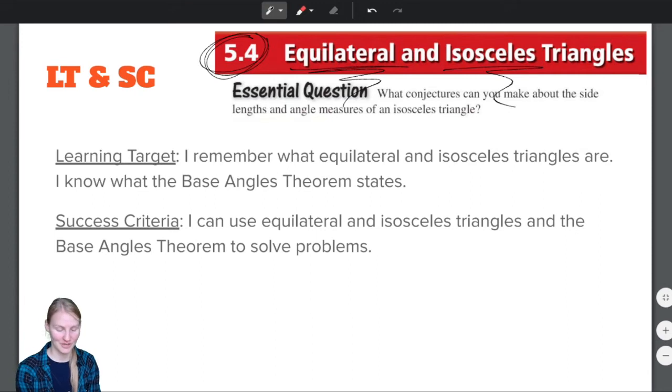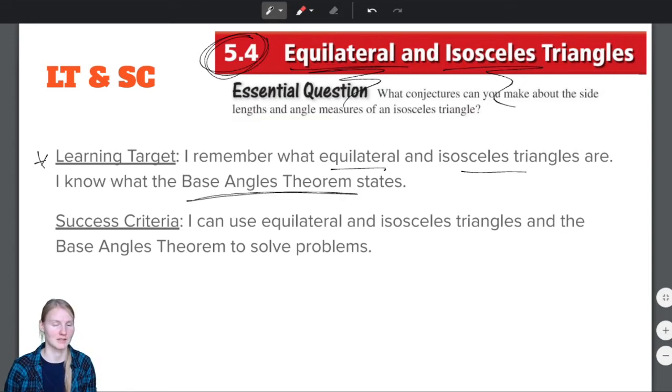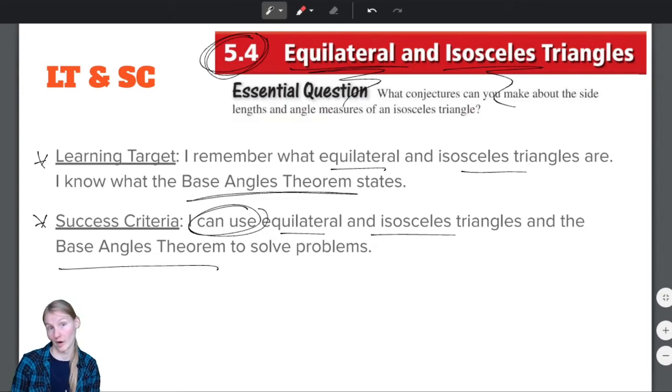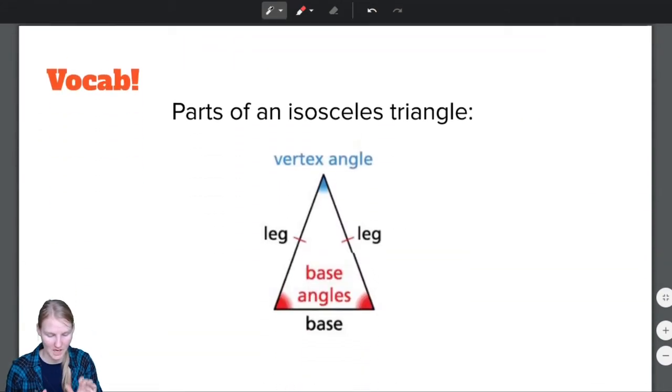And our learning target for today is, you remember what equilateral and isosceles triangles are, and you know what the Base Angles Theorem states. The success criteria is that you can use equilateral and isosceles triangles and the Base Angles Theorem to solve problems. So, equilateral, isosceles triangles, Base Angles Theorem. So, let's jump right into it.